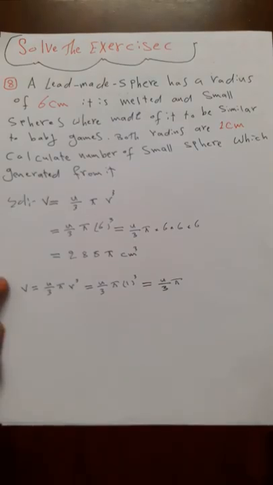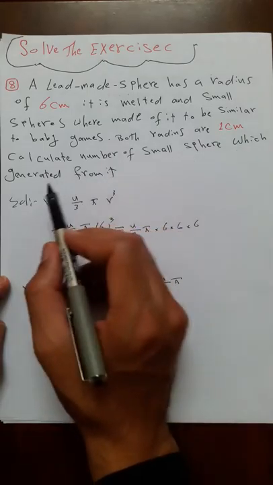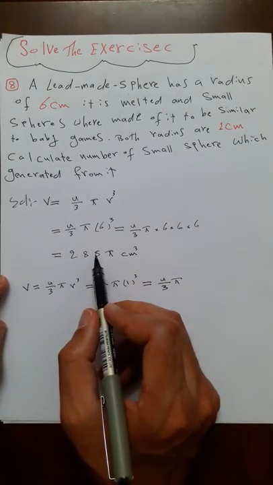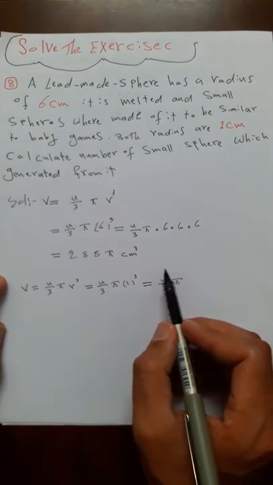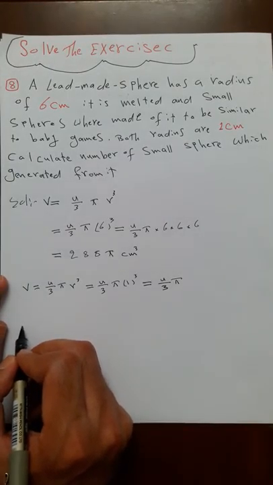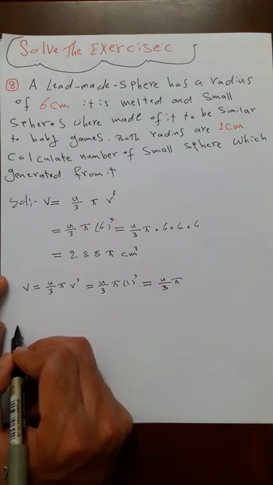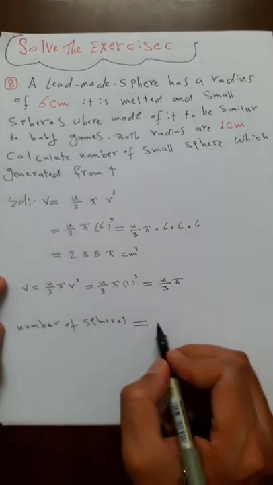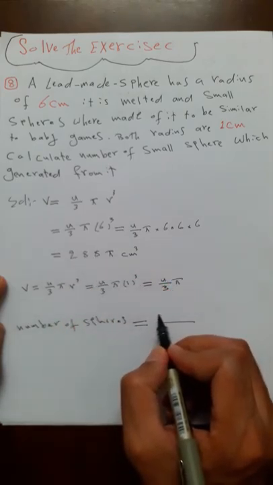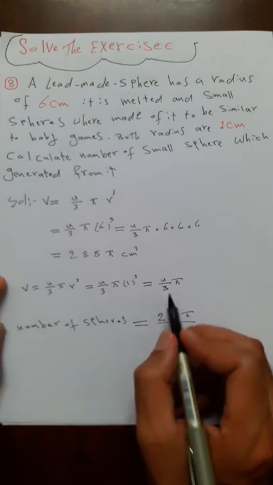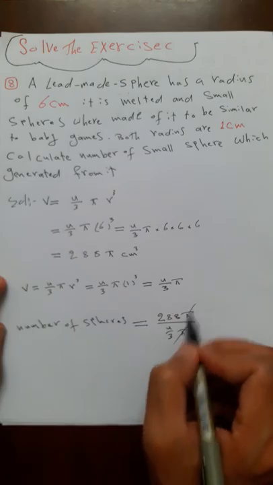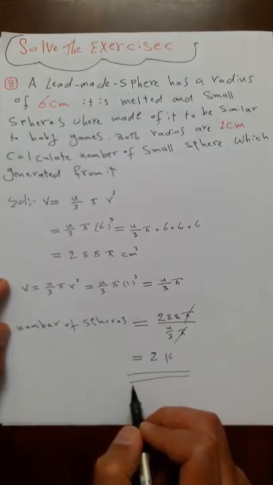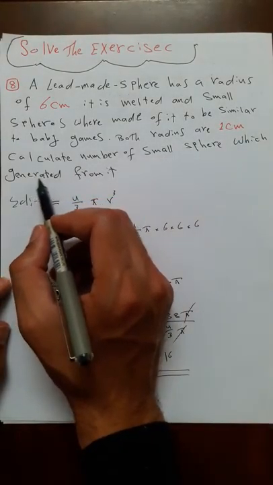Now, to find the number of small sphere which generated from it, I will divide the volume of the sphere that its radius is 6 cm by the volume of the sphere that its radius is 1 cm. So the number of spheres is equal to volume, 288 pi divided by 4 over 3 pi. Pi with pi, so the results will be 216. This is the number of the small spheres which generated from it.